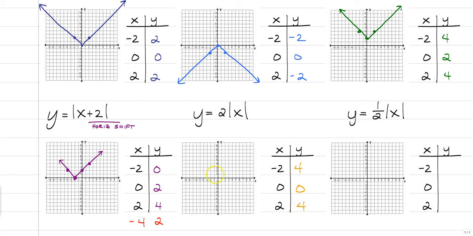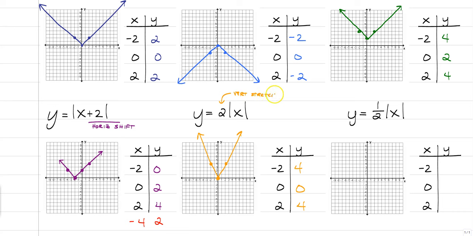4. When we graph this, we're going to have our 0, 0, but we're going to have our 2, 4, and we're going to have our negative 2, 4. And what happened was this graph got stretched vertically. Okay, so when you multiply by a number bigger than 1, that is a vertical stretch.